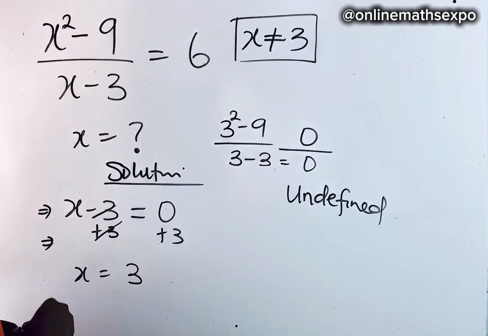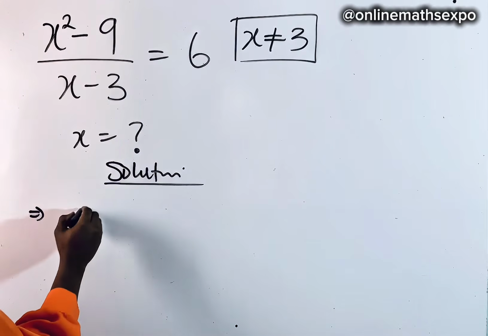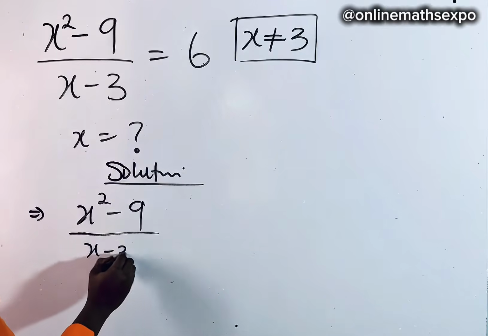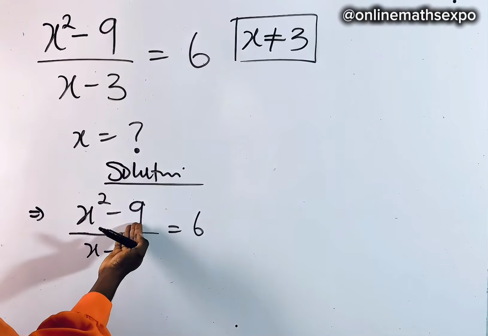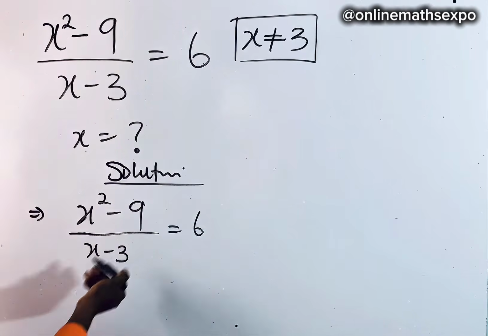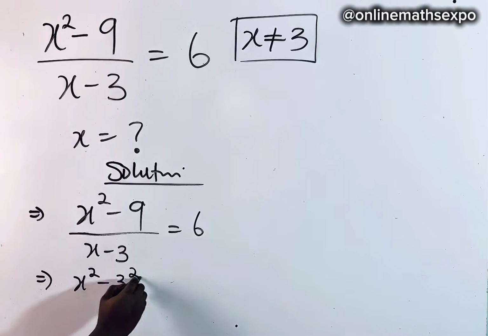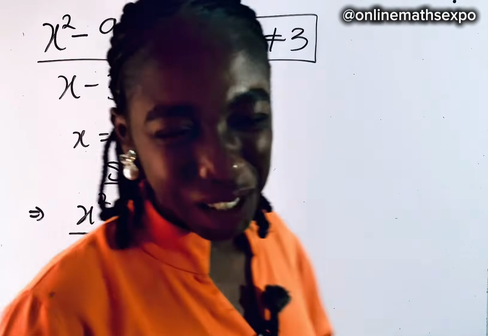Now that you have identified this value, let's go into solving this equation. We have x squared minus 9 divided by x minus 3 is equal to 6. This 9 is a square number, so we can rewrite 9 as 3 squared. That gives us x squared minus 3 squared divided by x minus 3 is equal to 6. And what do we do at this point?